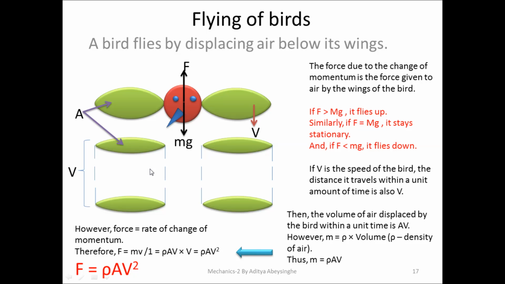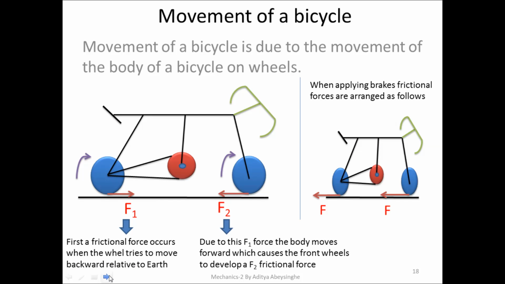Now you know that the mass is equal to density times volume. So m equals rho A v, because volume equals A v, and force equals rate of change of momentum. Momentum is mass times the velocity, so that is m v over 1, the rate of change of momentum, and finally the force is given as rho A v squared.